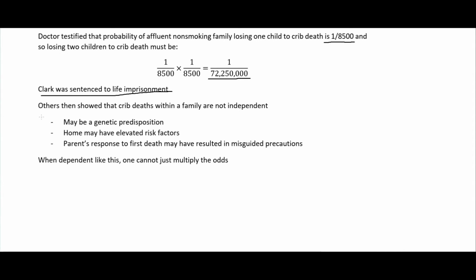So after the trial, critics then showed that the crib deaths within a family are not independent. They are not independent because there may have been a genetic predisposition, for instance, or the home itself, so the actual house may have some kind of elevated risk factors, or the parents' response to the first death may have resulted in some kind of misguided precautions. And so when it's dependent like this, we can't just do this sort of simple multiplication.